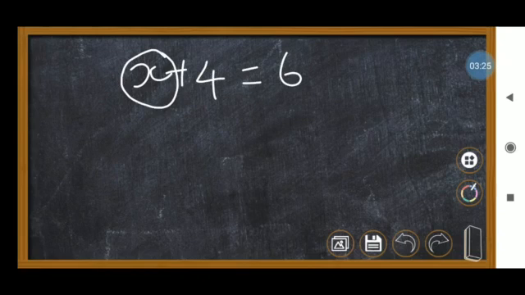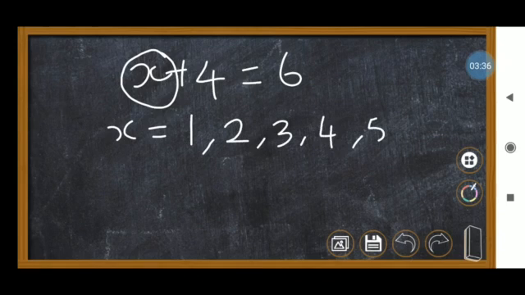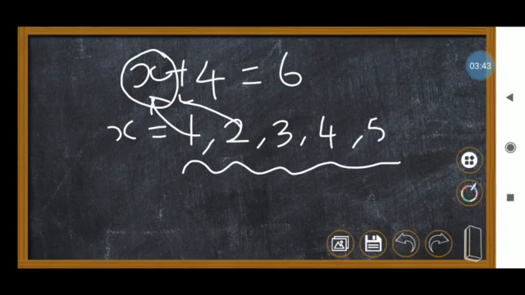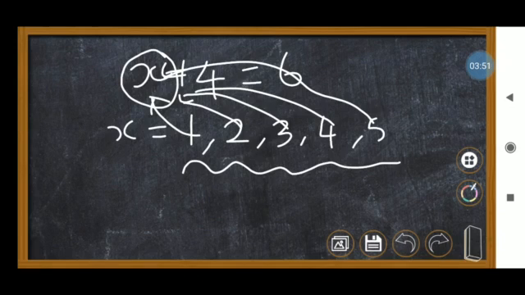Instead of x we are going to give a constant number starting from 1 onwards: 1, 2, 3, 4, 5. Instead of x we replace it with these numbers: replace 1 first, then 2, then 3, 4, 5. After replacing, you have to identify whether the equation is correct, that is, whether the left hand side value and the right hand side value are equal or not.